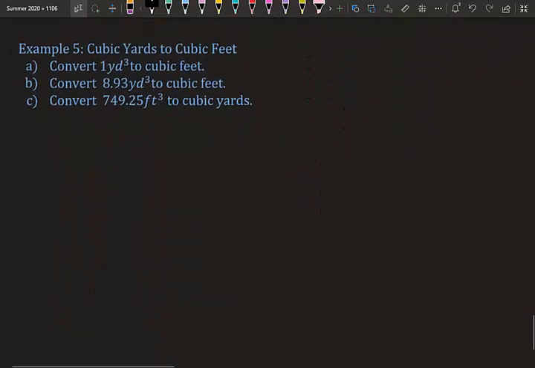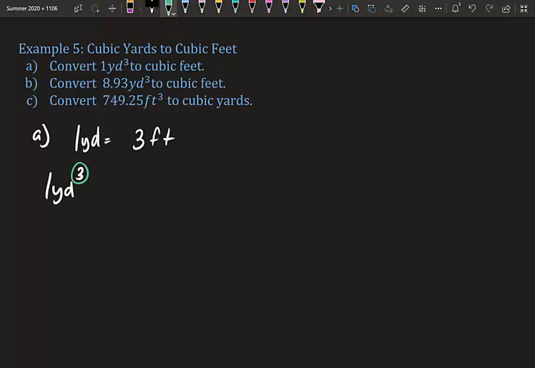Alright, let's convert. So let's convert 1 cubic yard to cubic feet. So let's just break down what a yard is. So 1 yard is 3 feet. And so 1 cubic yard, since it's cubed, isn't that like 3 times? So we're going to write it 3 times. So we'll have 3 times 3 times 3, and we get 27 feet cubed.